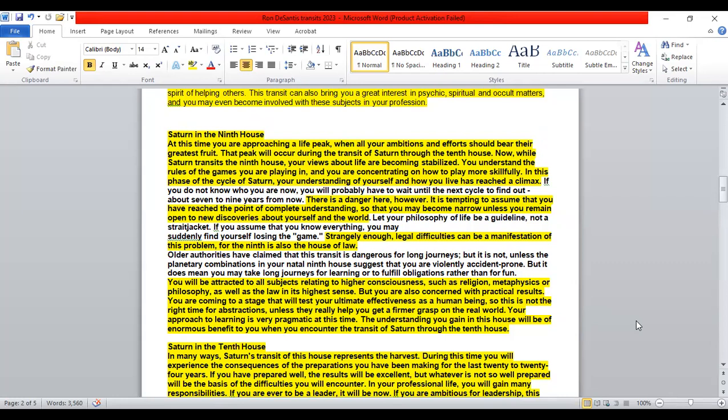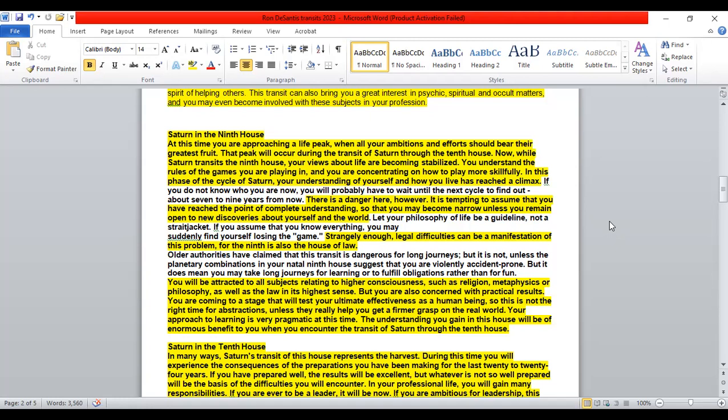That's coming up. Now, while Saturn transits the 9th house, your views about life are becoming stabilized. You understand the rules of the game you're playing in, and you are concentrating on how to play more skillfully. That makes sense. In this phase of the cycle of Saturn, your understanding of yourself and how you live has reached a climax. There's a danger here, however. It is tempting to assume that you have reached the point of complete understanding, so that you may become narrow unless you remain open to new discoveries about yourself and the world.